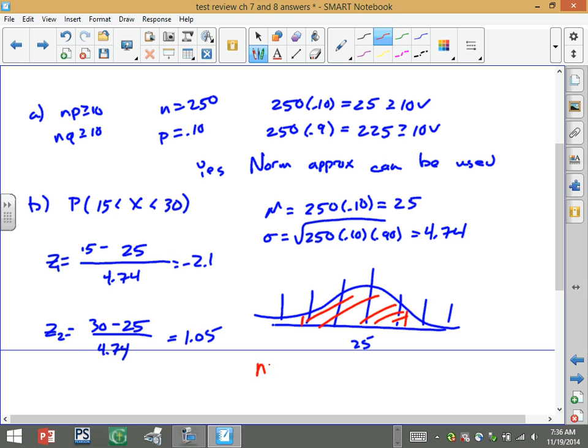We could use a normal CDF at this point. So that's going to put us at 15 up to 30. The mean is at 25. So that probability is 0.84. Remember to write your answer in context.